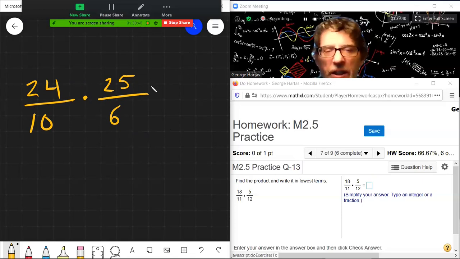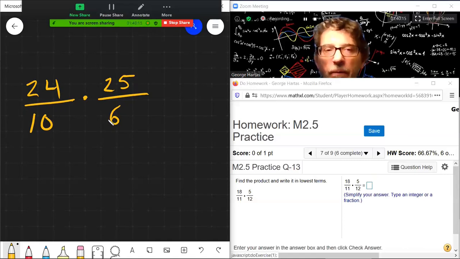Look at this thing. Do you want to multiply across and then reduce? I don't. I don't want to multiply this out. Whatever 24 times 25 is, that's huge. 600, I think, something or other. So 600 something or other over 60, and you're trying to reduce that, good luck. So this is a good example of where it's really beneficial to reduce before you multiply.